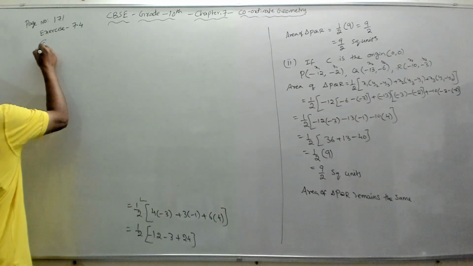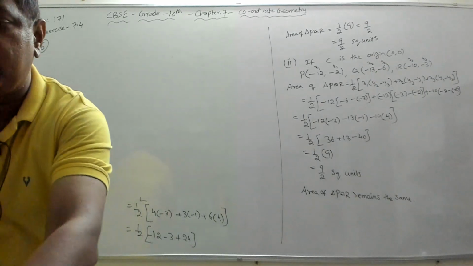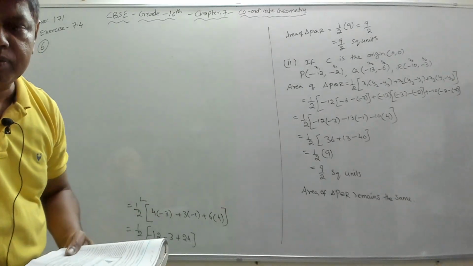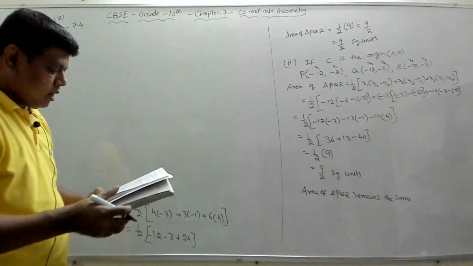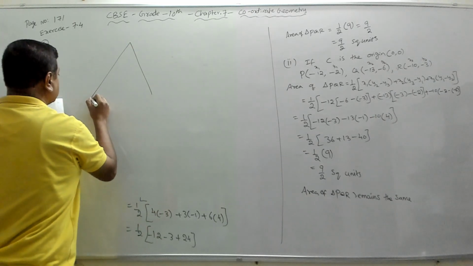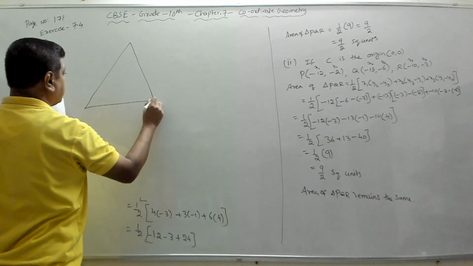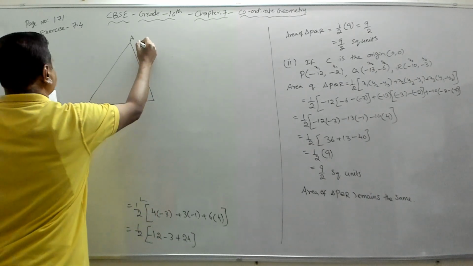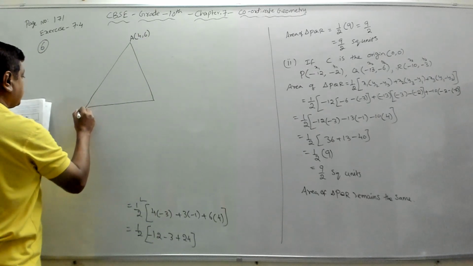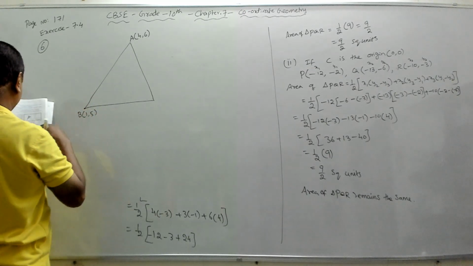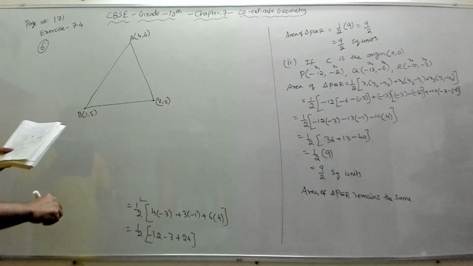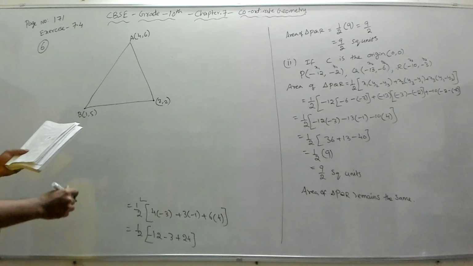So the sixth question is, we have the vertices of triangle ABC. Vertices of triangle ABC: A is (4, 6), B is (1, 5), and C is (7, 2). So 4, 6; 1, 5; 7, 2.